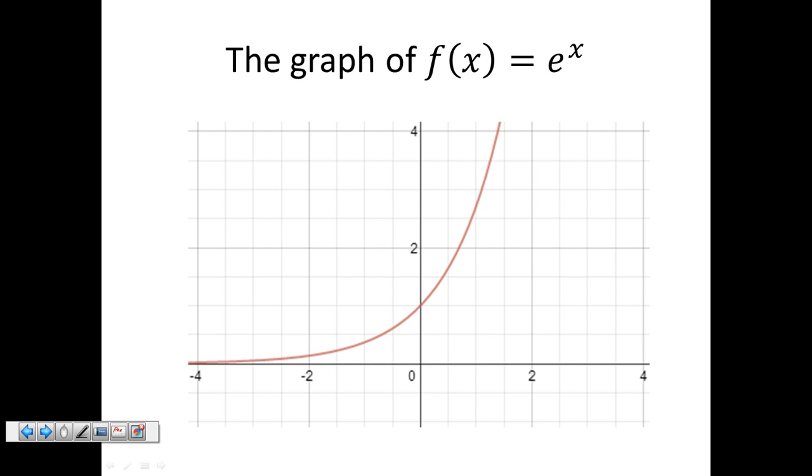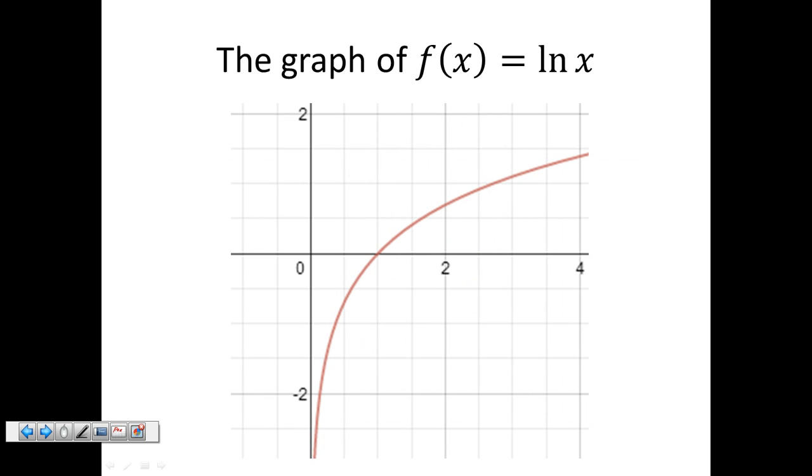Now, let's take a look at a graph for e to the x. So this should look just like every other exponential function that you've looked at. It has this nice curve up. It goes through the y-axis at 1, just like every other exponential. It tapers off and approaches the x-axis as we go to the left. And as we go to the right, it points up. So again, it looks just like every other exponential function. This is just an e to the x instead of, say, 2 to the x or 5 to the x.